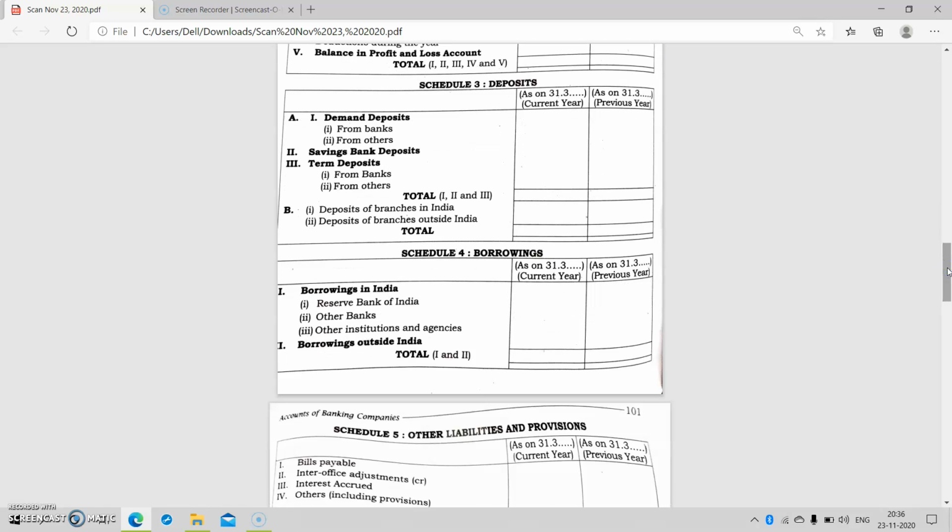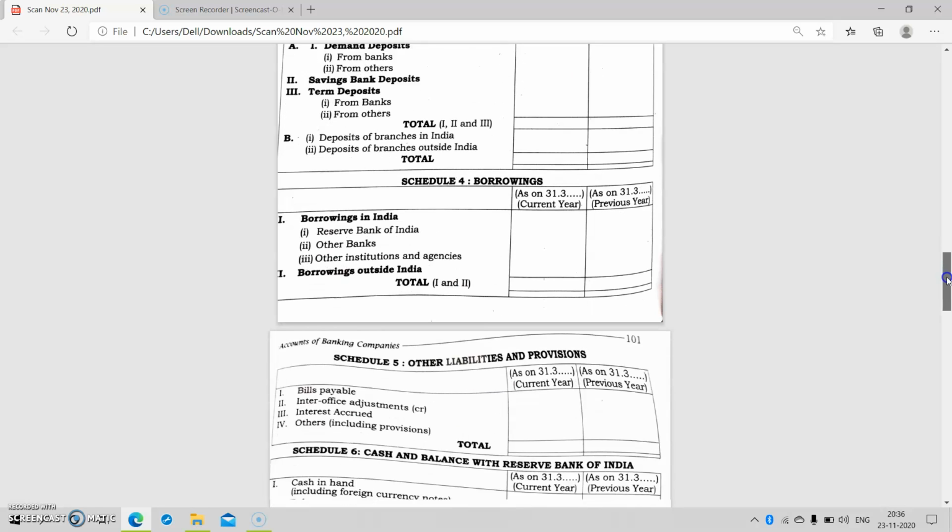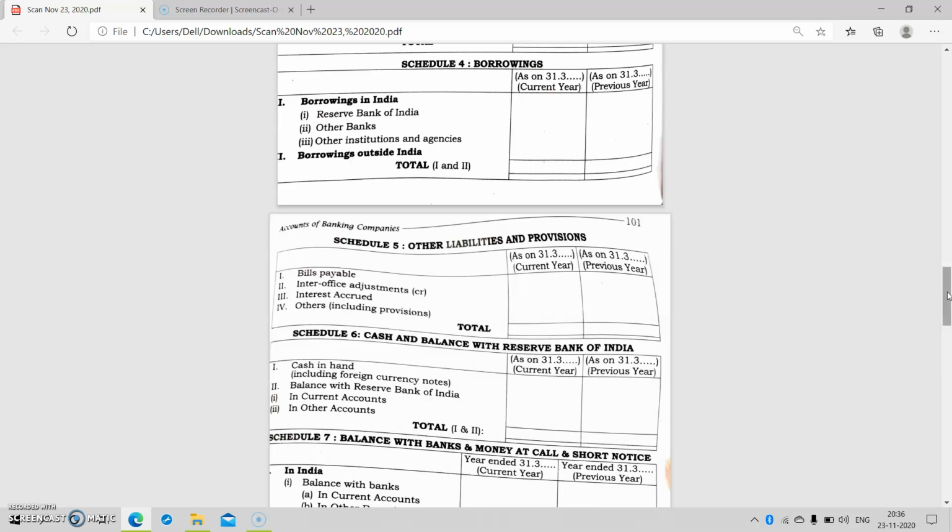And now schedule 3 is deposits, that is the various forms of deposits that the bank has mobilized from the customers: demand deposits, then savings bank deposits, term deposits. All types of deposits can be shown here, and you will take the total. And next comes the borrowings in India, whether it be Reserve Bank of India, other banks, and other institutions and agencies. Under assets we have seen this, that is balances with other banks, and money at call and short notice, we have seen that.